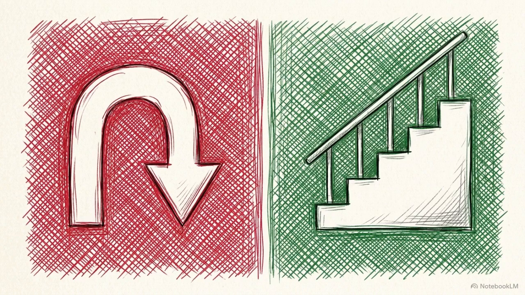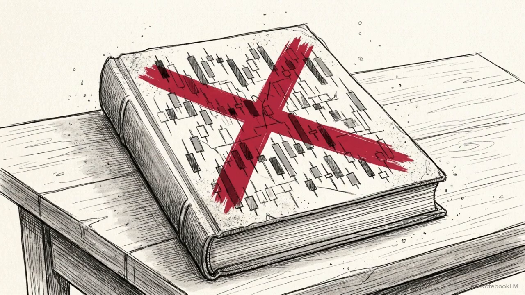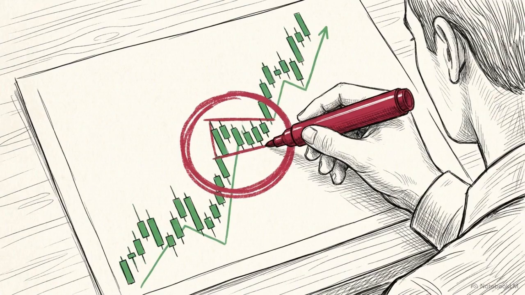Consistency in trading does not come from memorizing a dictionary of shapes. It comes from identifying who is in control of the trend and selecting this single category of signal that fits your risk appetite.